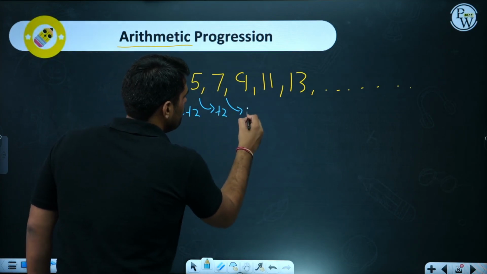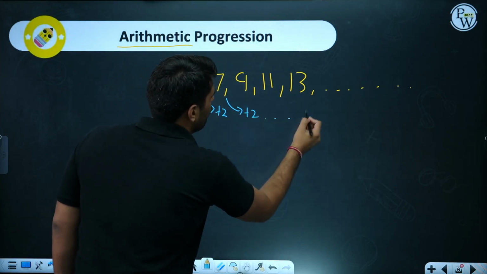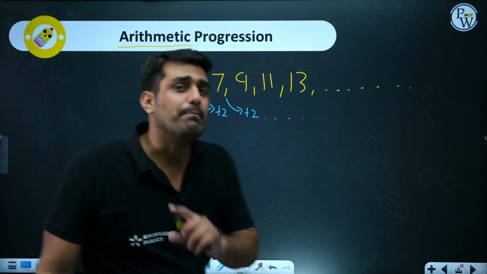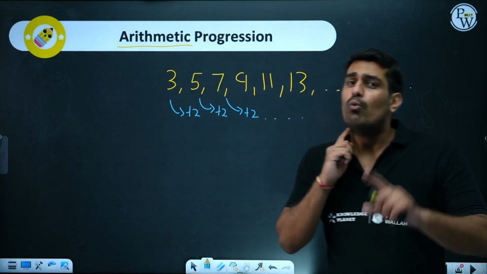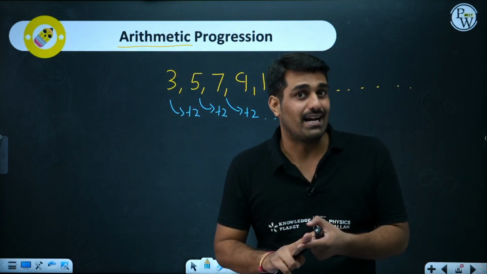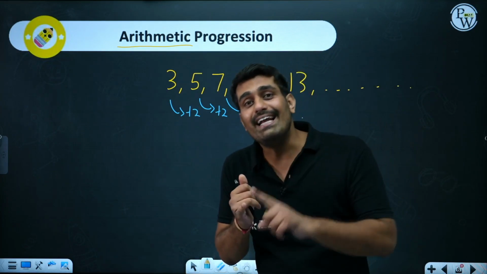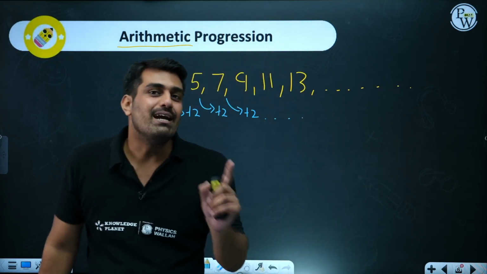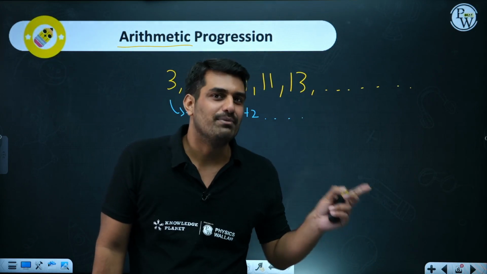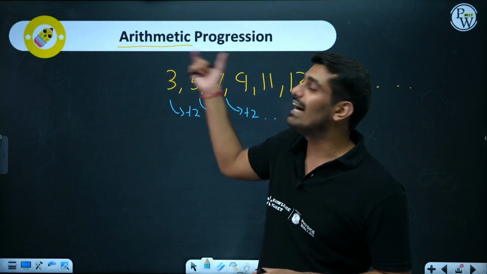Over here, I added plus 2. And the thing goes on. This is what is happening in arithmetic progression. What is happening? Addition or subtraction, not multiplication or division. For multiplication and division, there is a separate term. That is not called arithmetic progression.